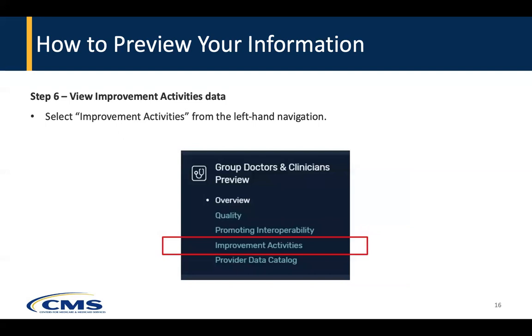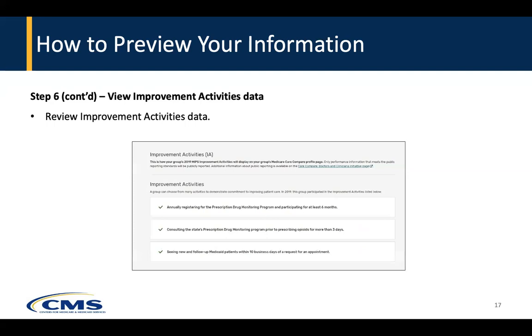Clinicians and groups can also preview how improvement activities will be reported on their profile pages. Start by selecting Improvement Activities from the left-hand navigation. On this page, you can preview a list of improvement activities that are targeted for public reporting on your profile page. The improvement activities display as green check marks.